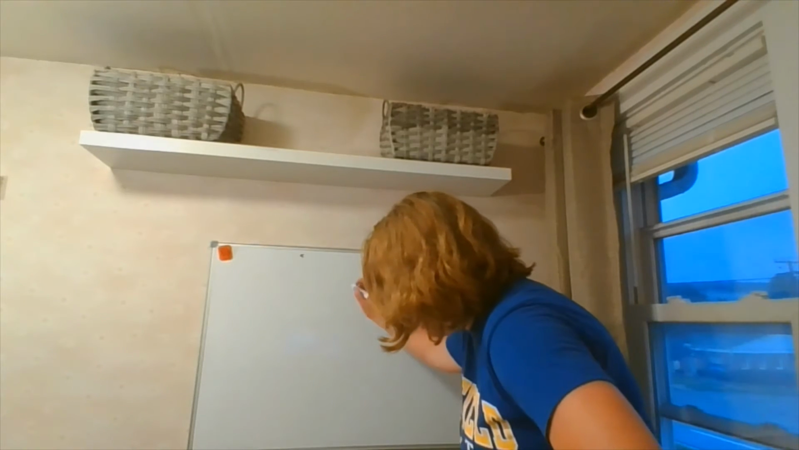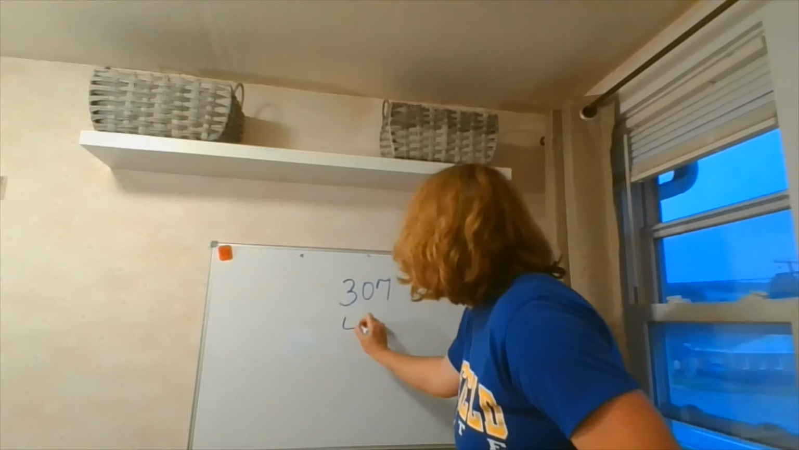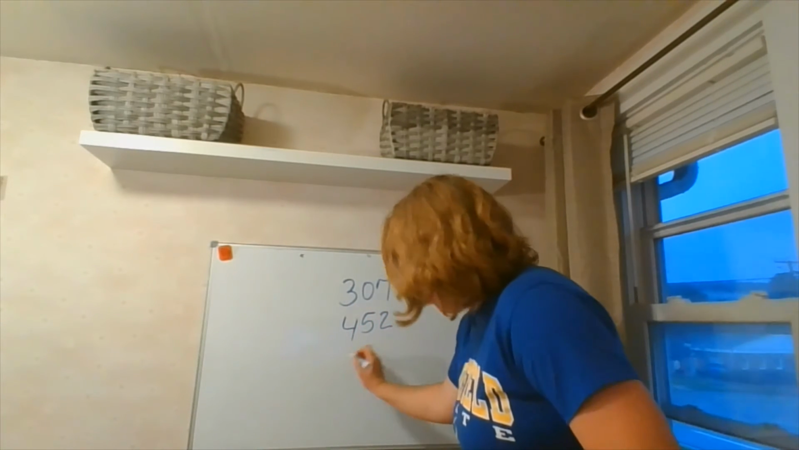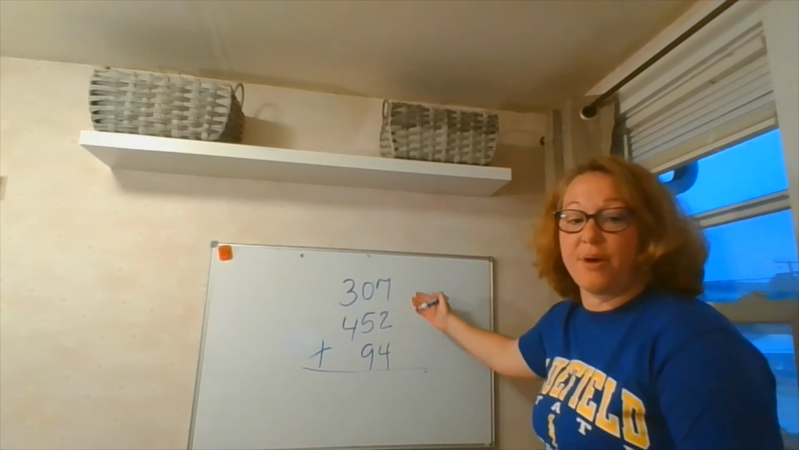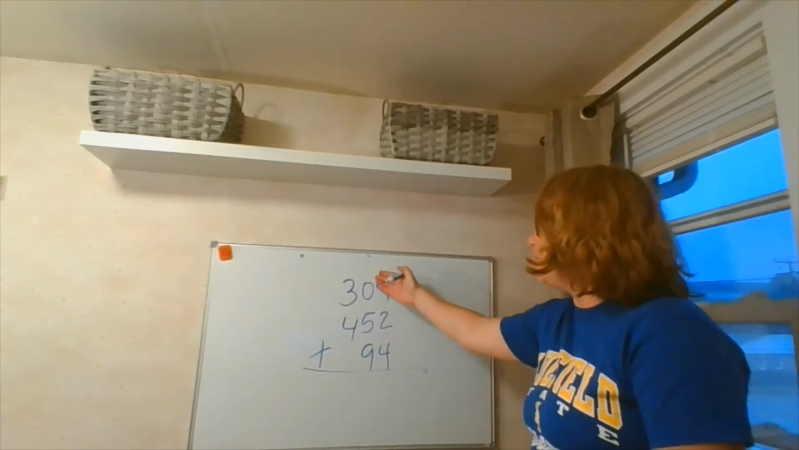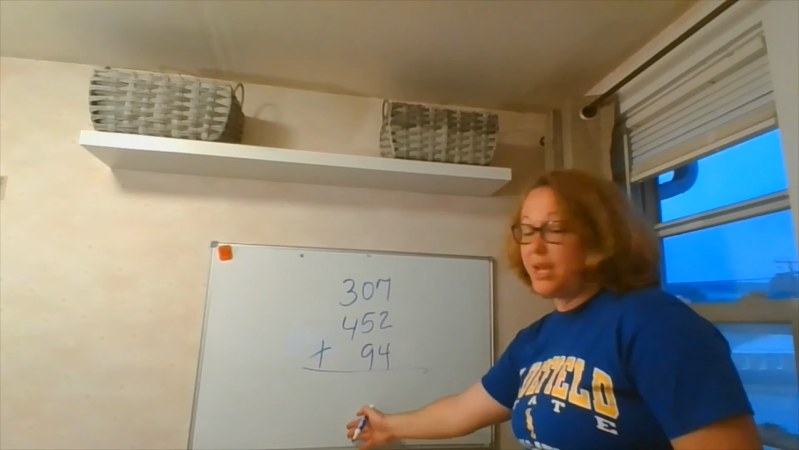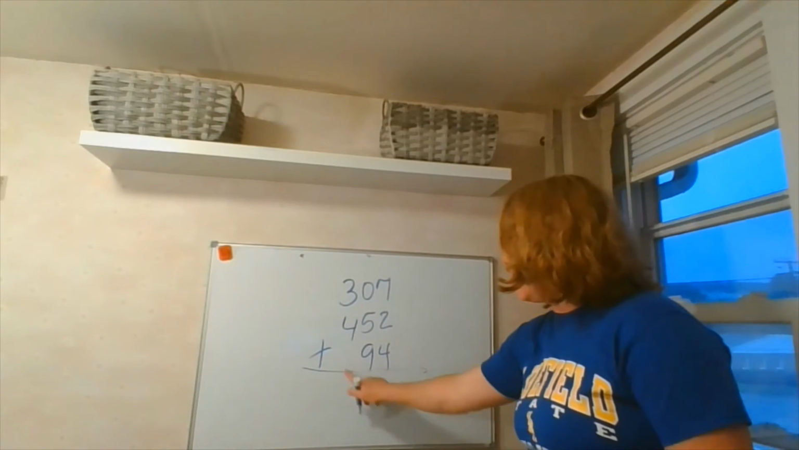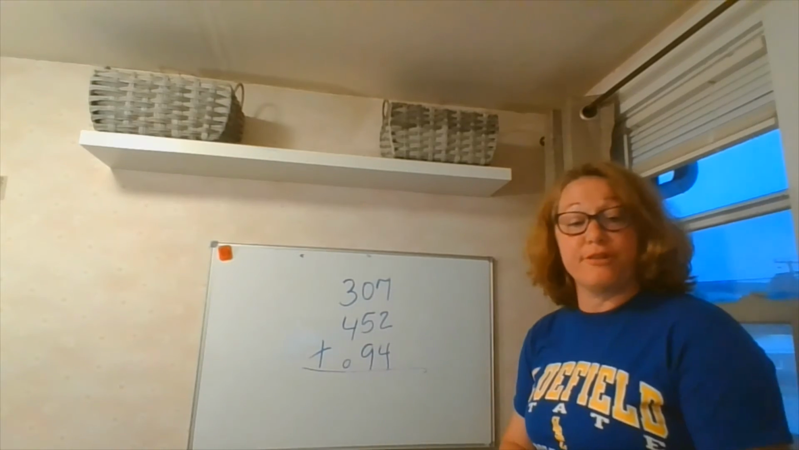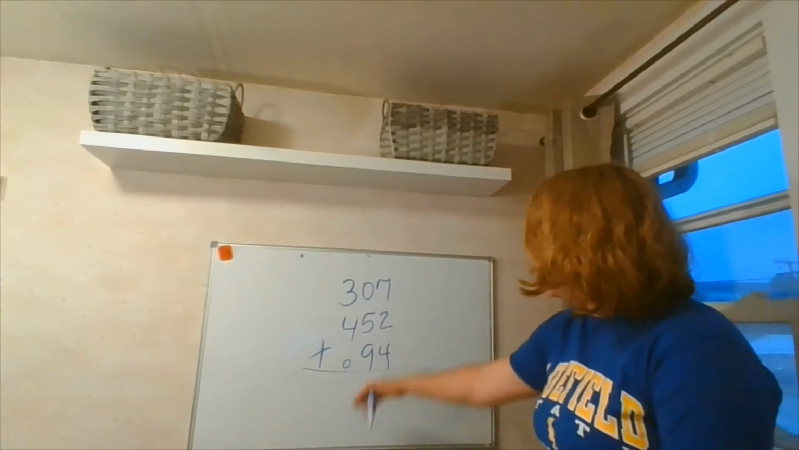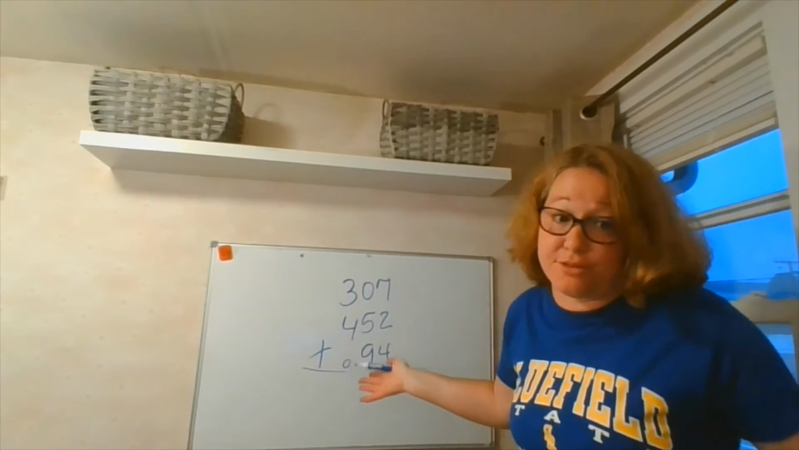All right, let's do 307 plus 452 plus 94. All right, notice how my ones column is lined up, my tens column is lined up, and my hundreds column is lined up. Notice I don't have a hundreds here, so I left it blank, or I could put a 0 if I need to put a space holder to help me. All right, because if I put a 0 there or leave it blank, there's nothing there. 0 or nothing is still 0 or nothing.